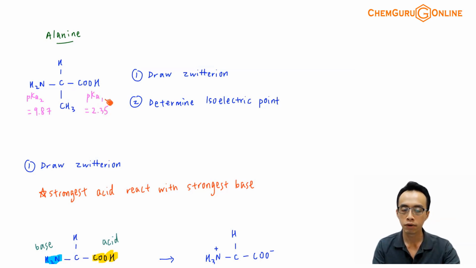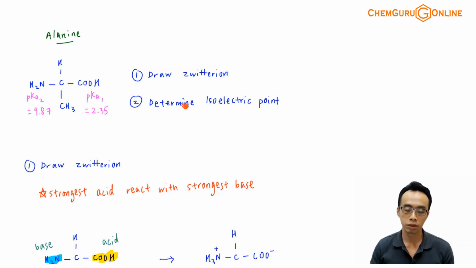The pKa value for your alpha acid is 2.35. Let's call this pKa1. Then the pKa2 for your alpha amino group is 9.87. So let's call this pKa2. And my R group doesn't have an acidic functional group or alkaline functional group. So I will only have two pKa values to worry about. So we want to do two things. First one is I want to draw the Zwitterion. Let's take a look at how we should do that.